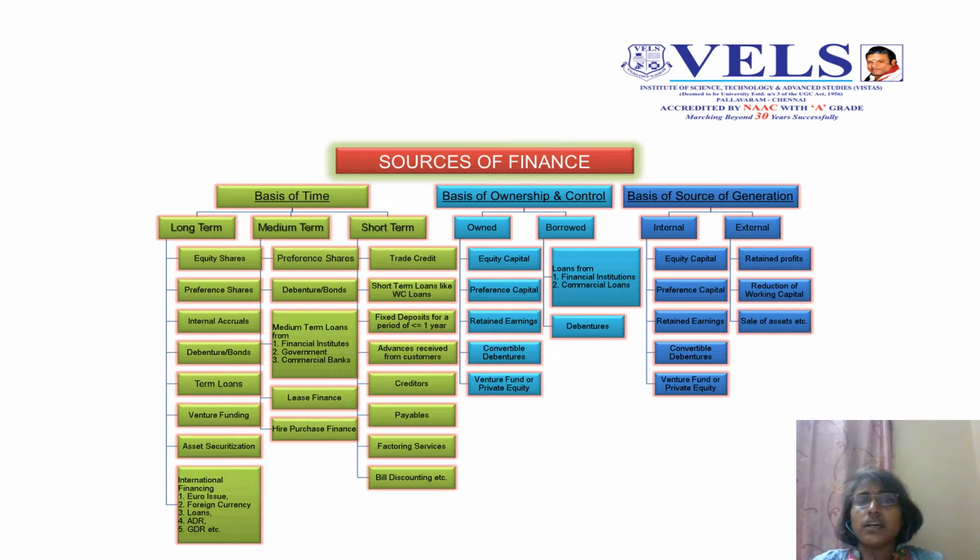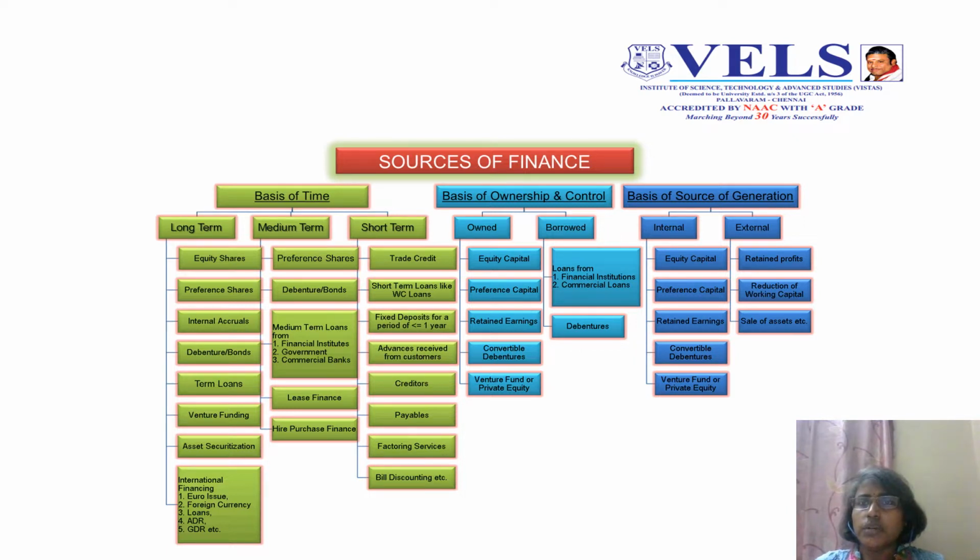So these are all the different classifications of the sources of finance. When we talk about the basis of time, we can classify this based on the long term, medium term, as well as the short term. Under long term, we can categorize that into equity share, preference share, internal accruals, debentures or bonds, term loans, venture funding, asset securitization, and even international financing like euro issue, foreign currency loans, ADR, GDR. So these are all the long-term sources of finance that we can classify based on the time.